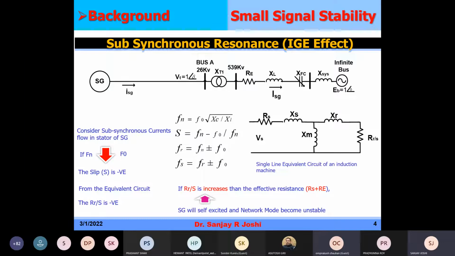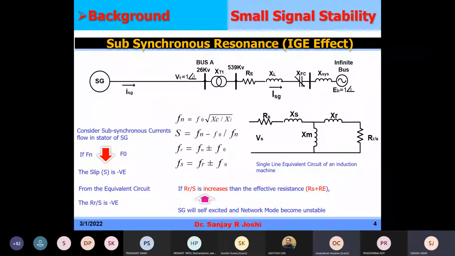When the slip S is, see, if the generator is running at the synchronous speed, then there will not be any slip, right? But when fn is less than f0, the slip becomes negative, right? Now remember, this fn is a function of Xc, okay.